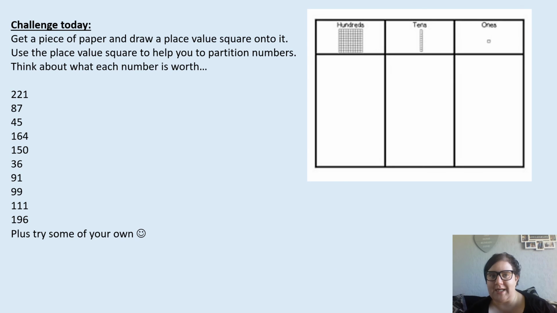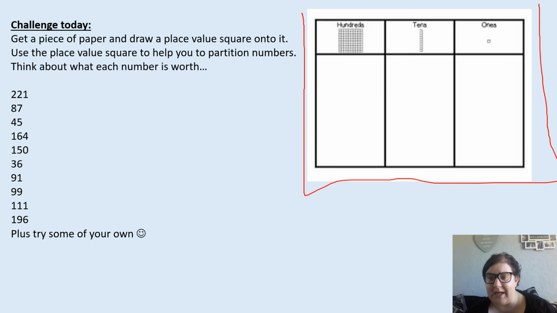Your challenge today, get a piece of paper and draw a place value square onto it. It looks like this. Remember, it doesn't have to be perfect. Think about the way we draw them on a whiteboard in class. Use this place value square to help you to partition numbers. Think about what each number is worth. If we do this one together, 221. Remember, always start with the ones. So I'm putting the 1 in the ones column, the 2 in the tens column, and the 200 in the hundreds column.